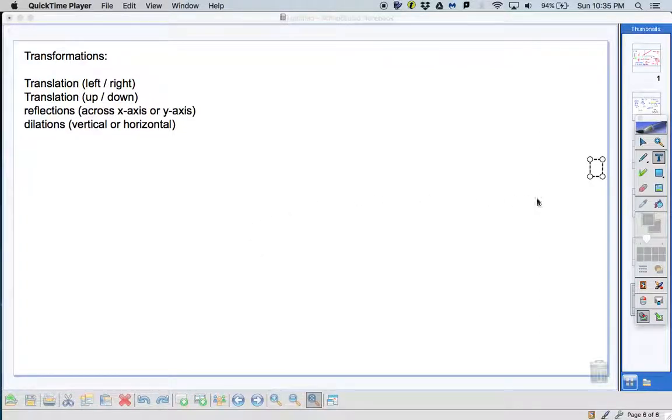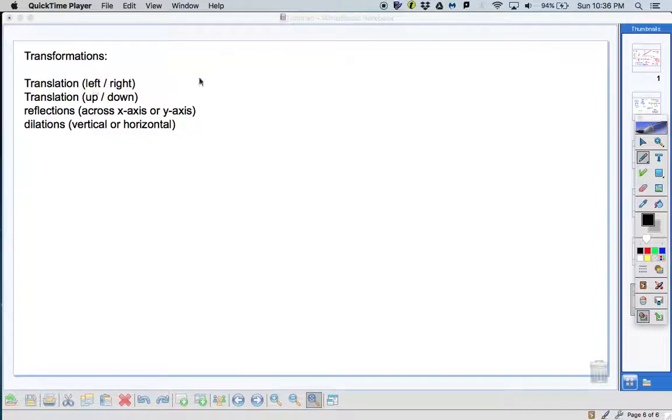Okay, welcome back. Today we're going to talk about transformations. One of our fun topics that we had in Algebra 1 is coming back again in Algebra 2, and you've seen a little bit in geometry. So it should be somewhat familiar to you and not completely new. But if it is, it's okay. We're going to go through it anyways.